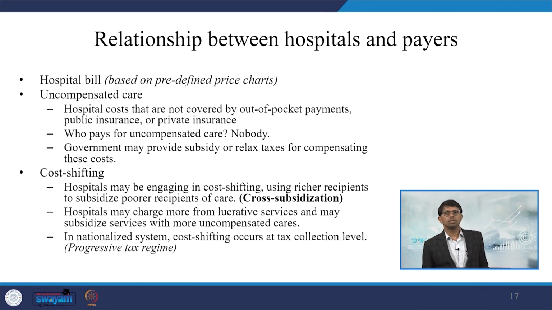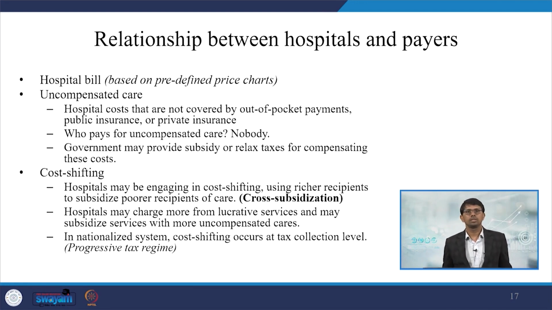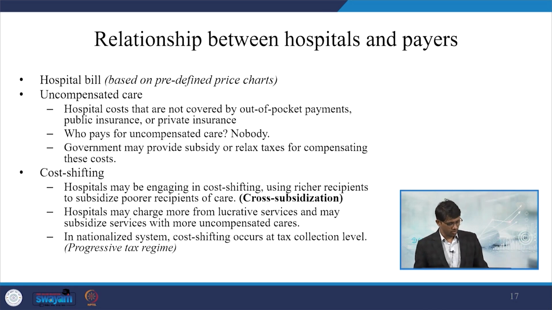Now some other relationships are important, like hospitals and payers, related to hospital bills and cost shifting. Consider uncompensated care: hospital costs that are not covered by out-of-pocket payments, public insurance or even private insurance. In that case, the relationship really matters. Then the question is who pays for uncompensated care. Indeed, nobody. Government may provide subsidies or relax taxes to compensate for the cost.